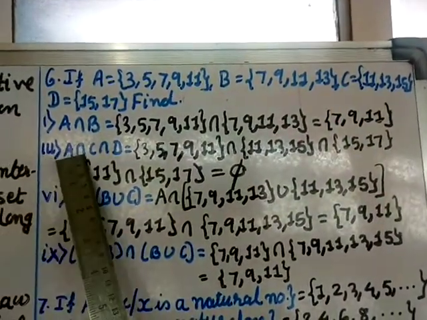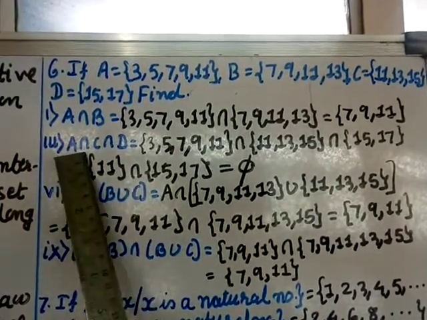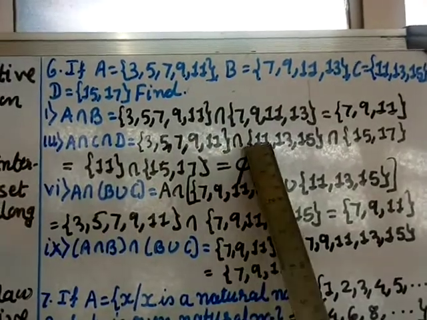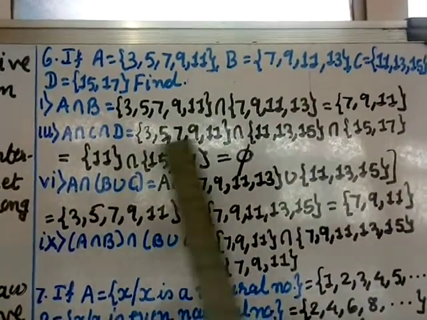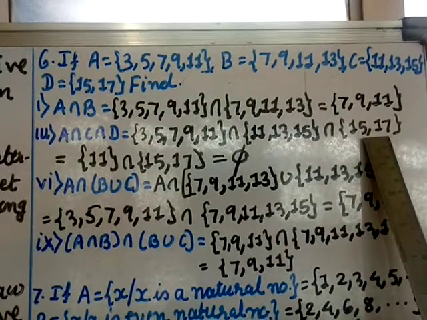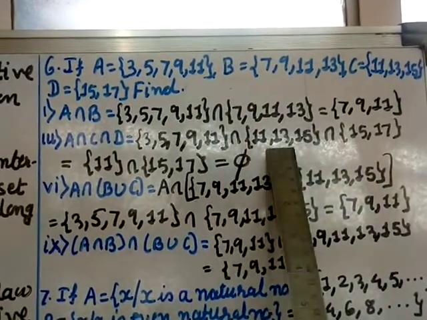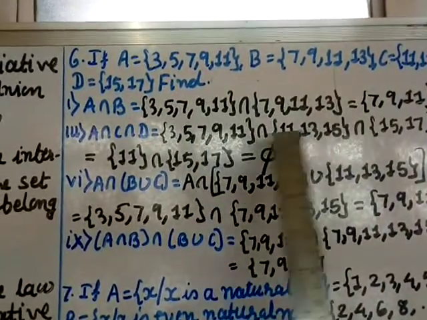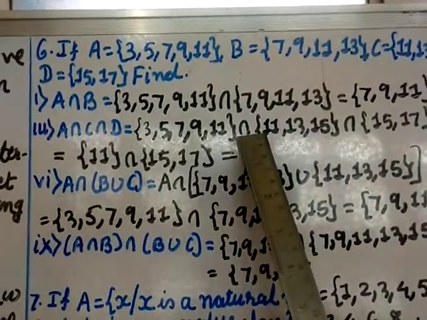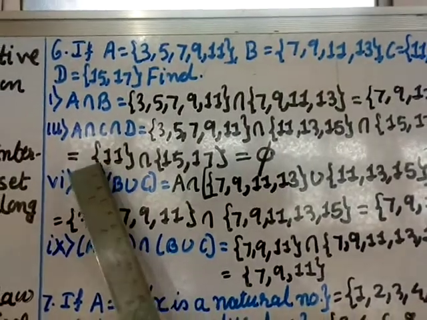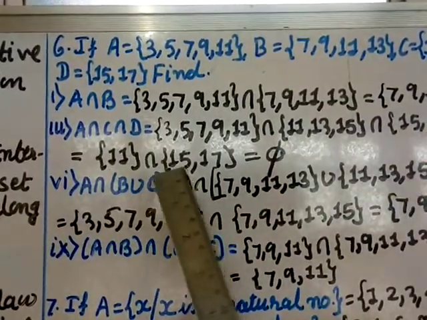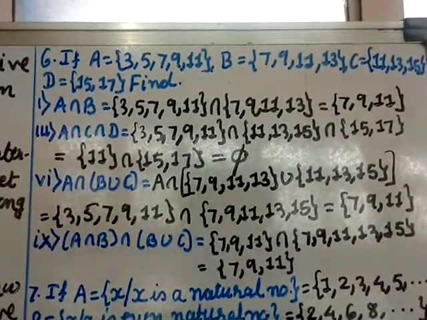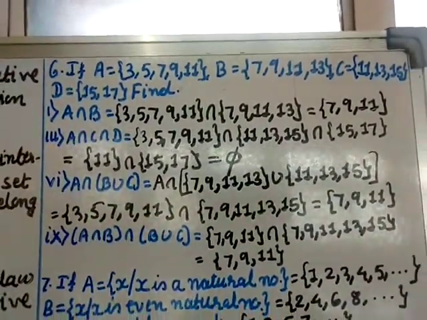Roman number 3, A intersection C intersection D. So A set is 3, 5, 7, 9, 11, intersection set C is 11, 13, 15, intersection set D is 15, 17. First I'll write the intersection of these two and then I'll write this with this. So from this we can see only 11 is common, so I can write set 11. Now from here, there is nothing common, so the empty set is the intersection of these three sets.